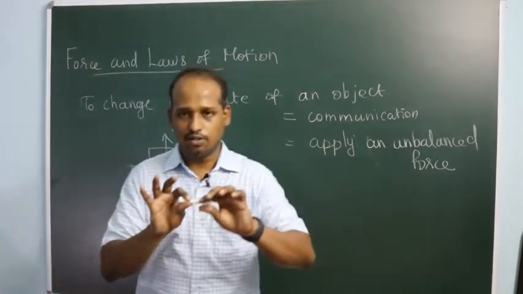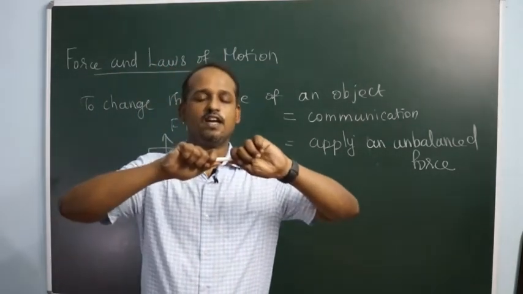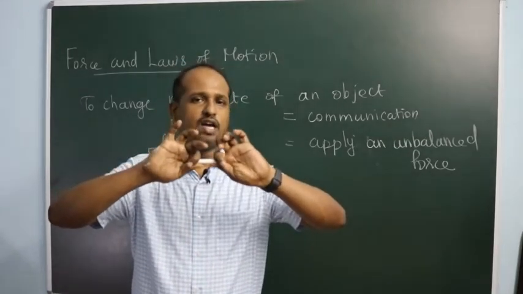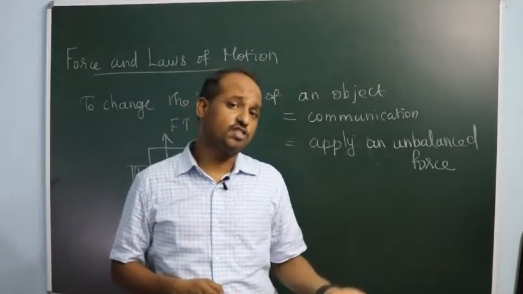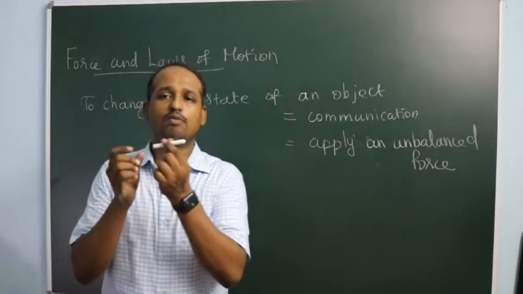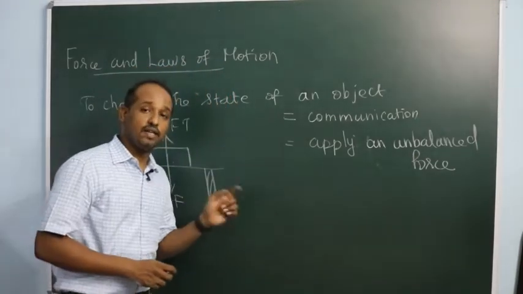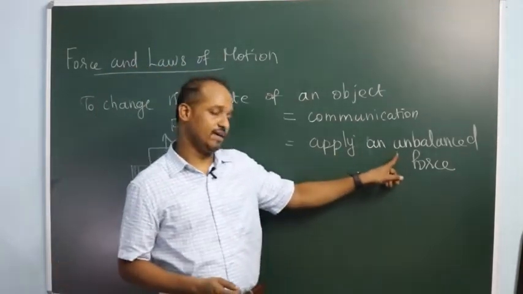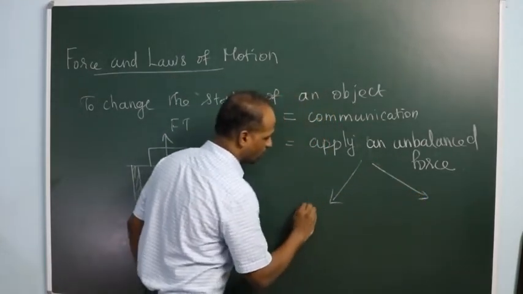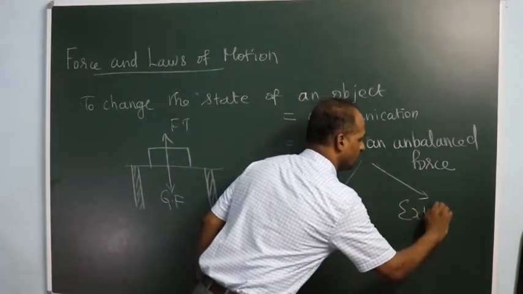But for the force to be unbalanced, you see this is chalk, and one person is pulling this in this direction, the other person is pulling in this direction. If both persons are equally strong, then the forces are balanced. If one person is not strong and the other person is strong, obviously the force is unbalanced, and this will start moving in the direction of the person who is stronger. But what are the conditions for the force to be unbalanced? There are two possible things we are talking about: one is internal, the other one is external.